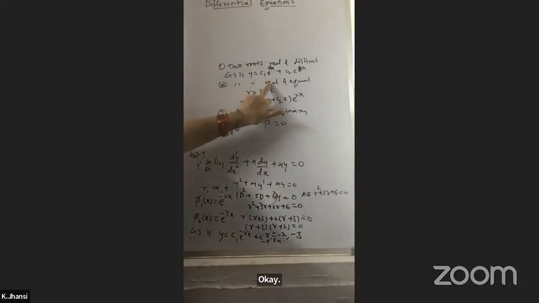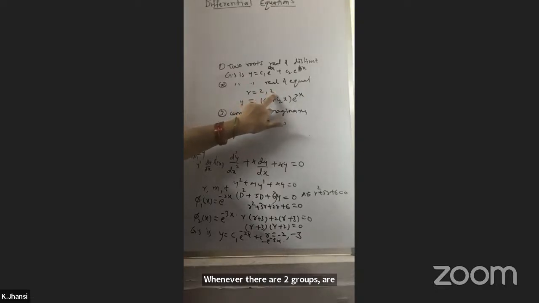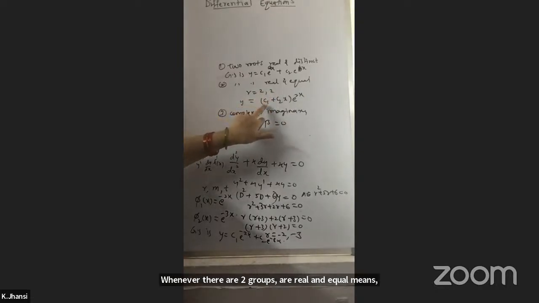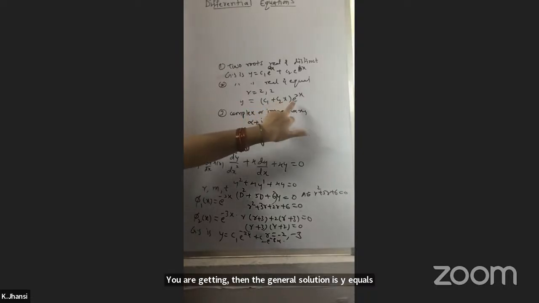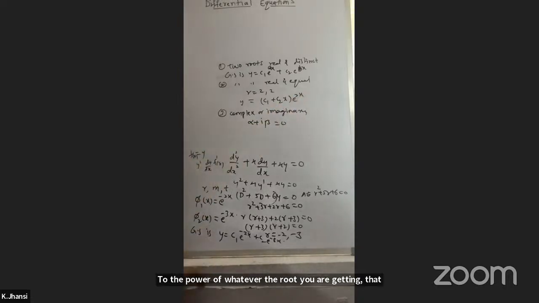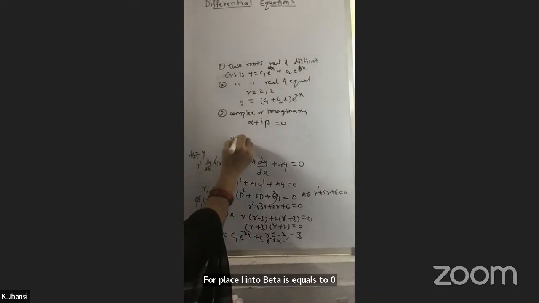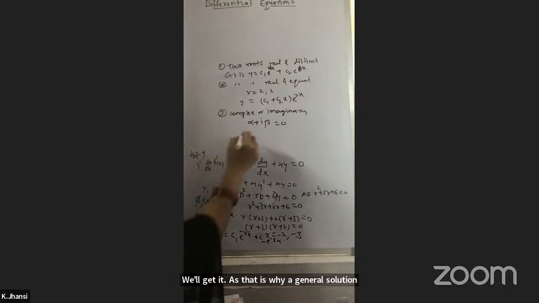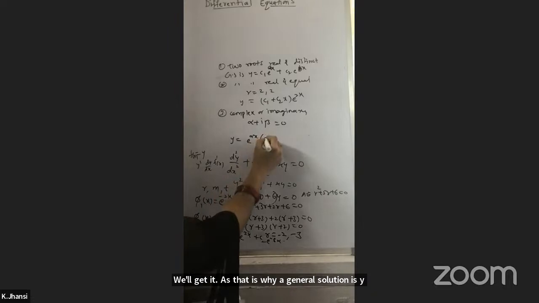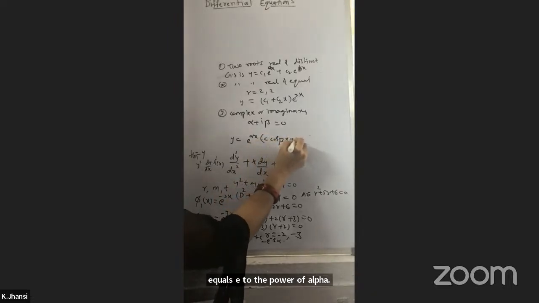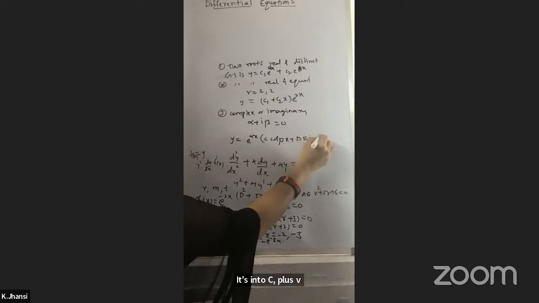Whenever the two roots are real and equal, meaning both are the same, then the general solution is y equals c1 plus c2 x into e to the power of whatever root you are getting. Only that one you have to take, that is e to the power of 2x. And if you have the roots in the form of alpha plus i beta, the general solution is y equals e to the power of alpha x into c cos beta x plus d sin beta x.